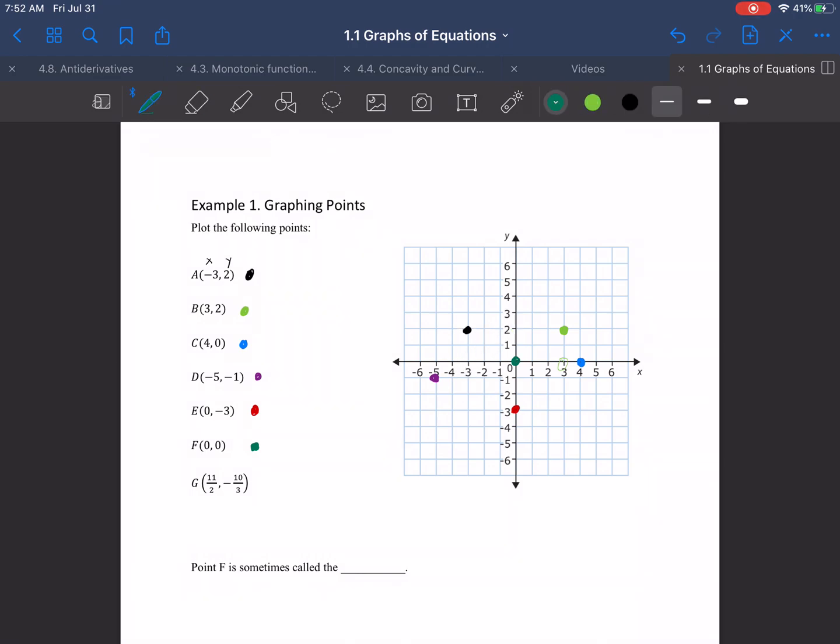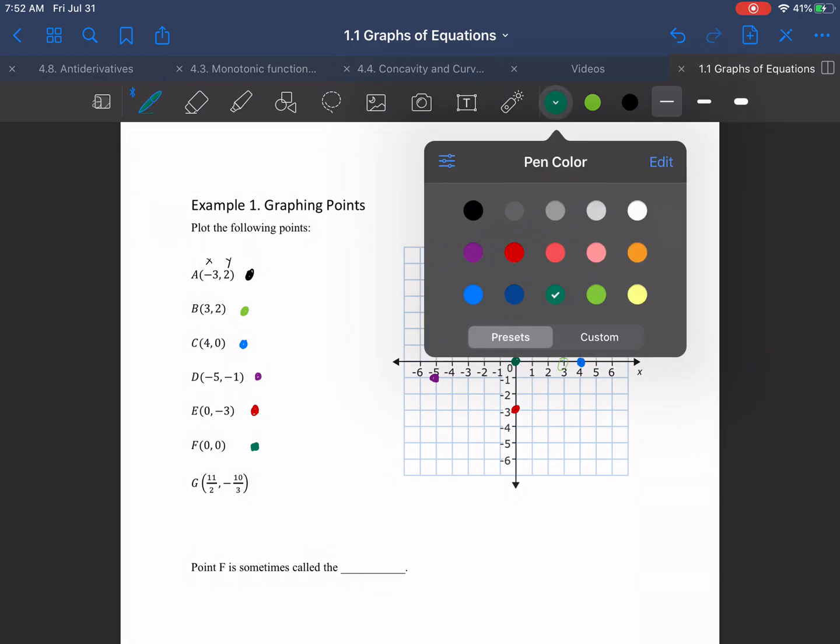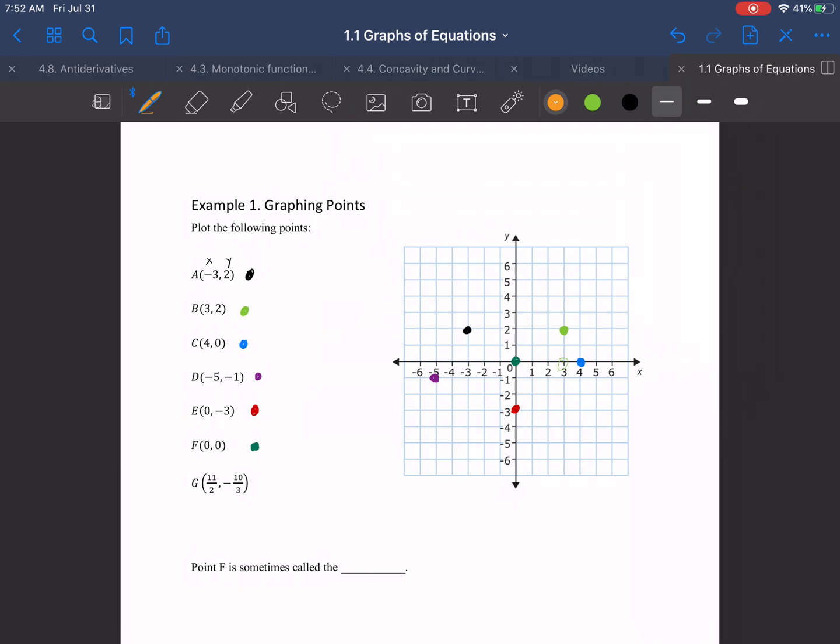Also want to get rid of those lines. They're looking a little confusing. And then finally, we'll do one here in orange. 11/2, which is about 5.5. So that's about right there. And then -10/3, which is about -3 1/3. So down to here, somewhere about right there. It doesn't have to be exactly on a number, but somewhere like that. All right, and there's all those points plotted.